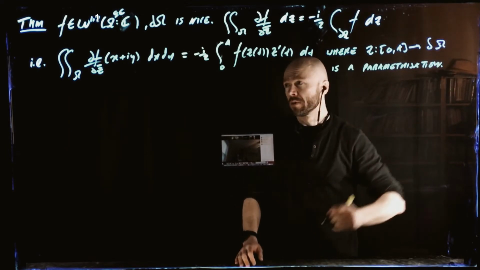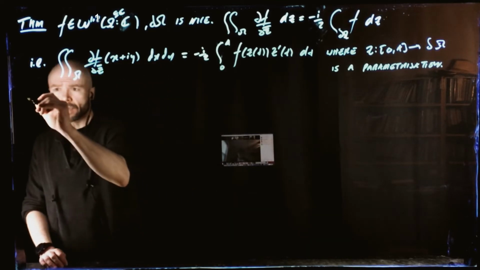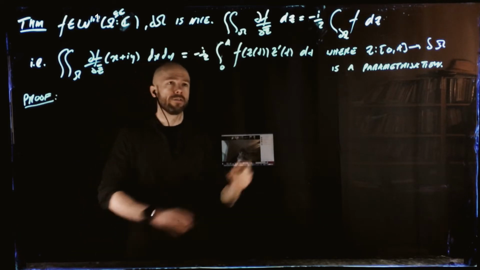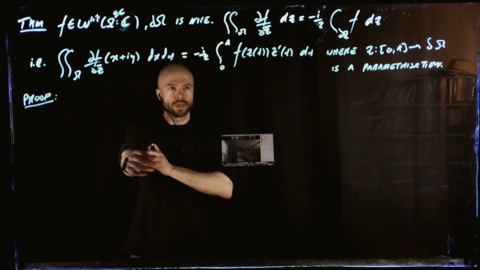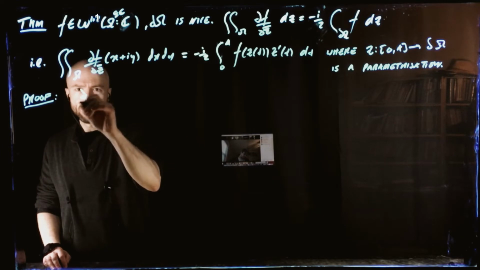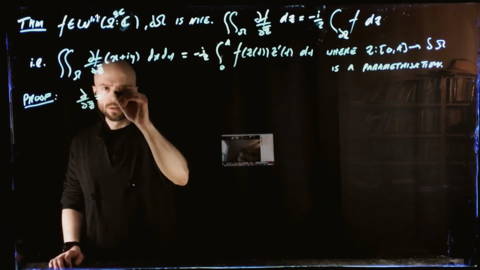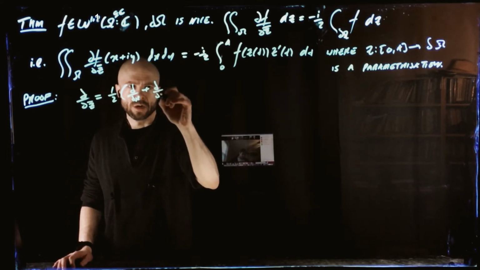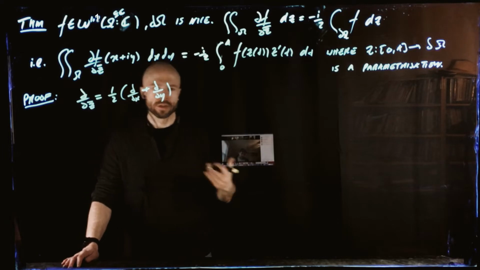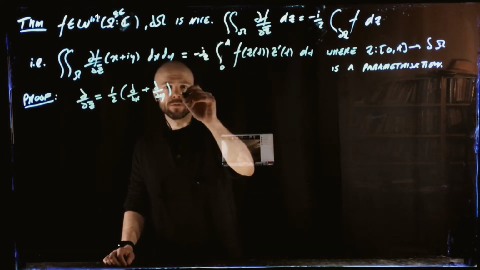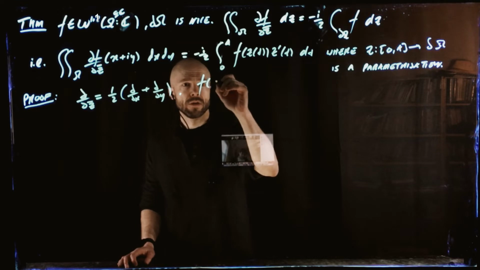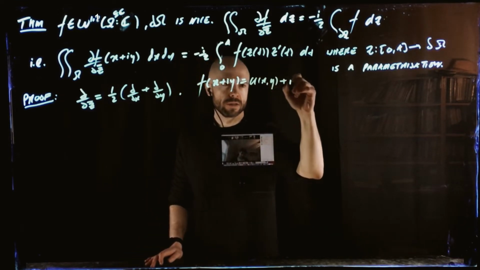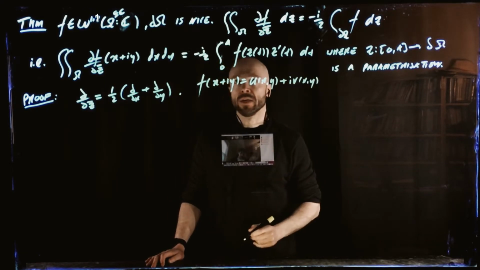And what this comes down to is the divergence theorem, when we work it out carefully enough. So let's get to work on this. So d by dz bar is equal to 1 over 2 (d by dx plus i d by dy). Right? That is our Wirtinger derivative, and we're going to write f of x plus iy as u of x, y plus i v of x, y in the standard way.